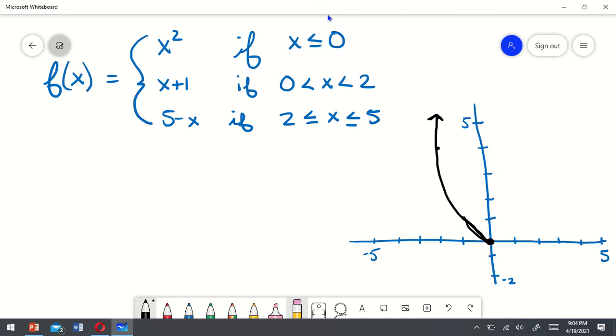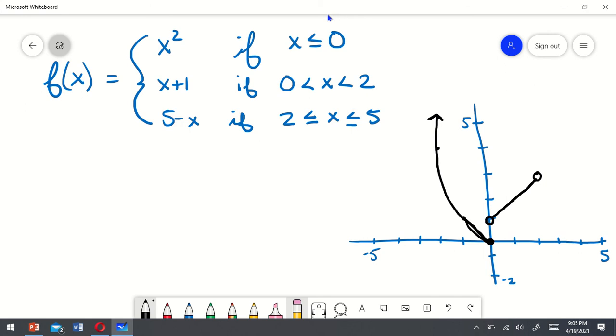Between 0 and 2 for x, we use a different rule, x plus 1. So when I plug in 0, I don't actually use this rule, so I'm going to put an open circle. And then this has a y-intercept at 1 and a slope of +1. So we can just count up 1, right 1, if we would like to use that method. And we show that up until x equals 2, not including x equals 2. So notice I have 2 open circles on that line segment.